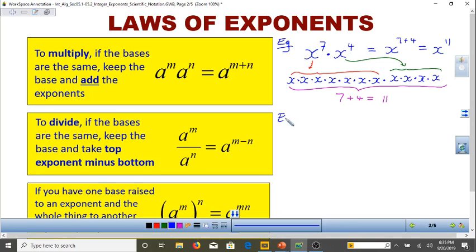If we're doing the division, let's do that. We can write it two ways. We could write it as x to the 7 divided by x to the 4, or we could write that as a fraction, x to the 7 over x to the 4.